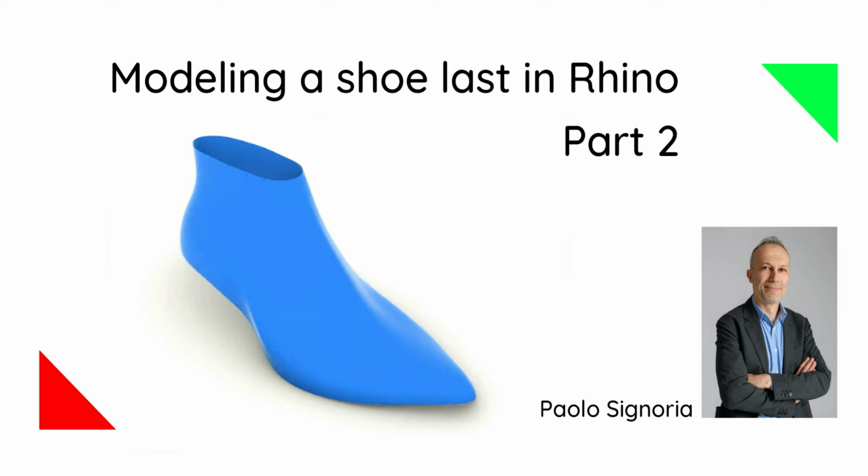Hello everybody, welcome back. In this second part, we'll continue exploring how to model a SHOELAST in Rhino. We will add more control curves, align the picture to the three orthogonal views, and eventually create a final 3D model fully controlled by editable curves. Let's get started.